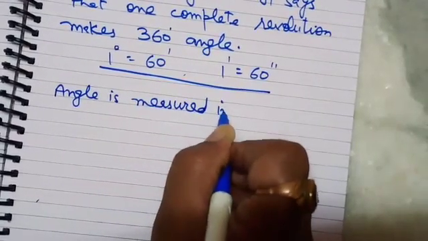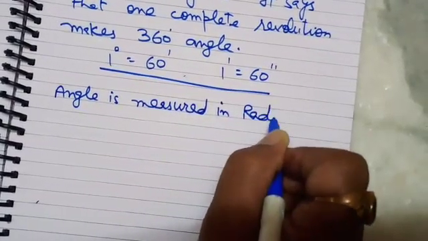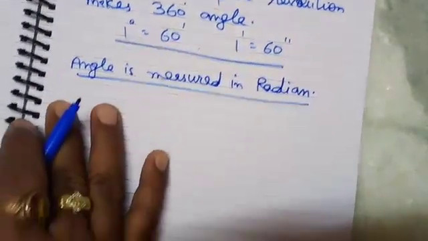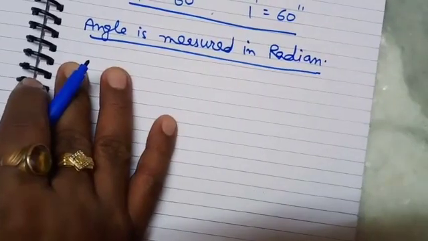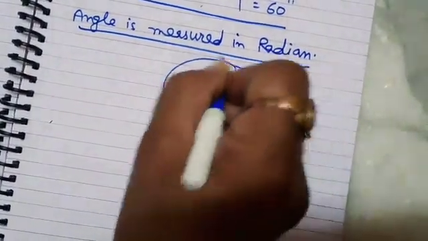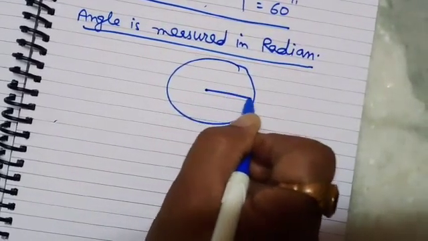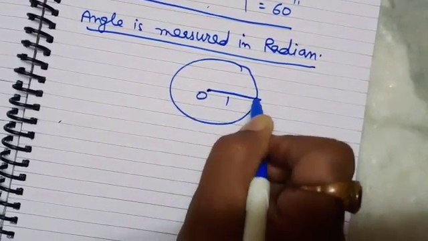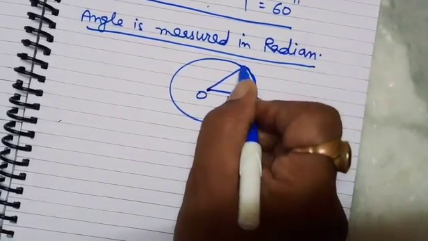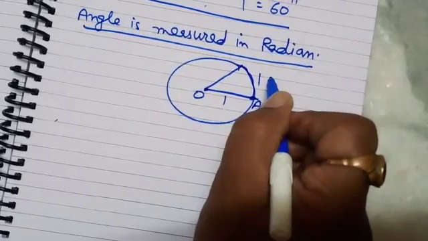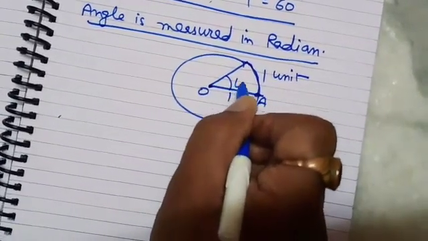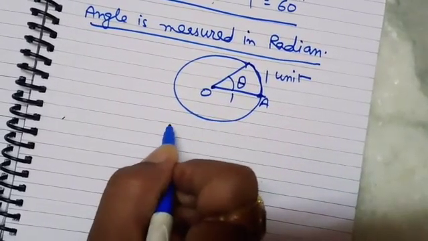This is very important, students. Try to understand this thing very well. What is the meaning of 1 radian? In a circle of radius 1 unit, if an arc of 1 unit is taken, then the angle theta is called 1 radian.